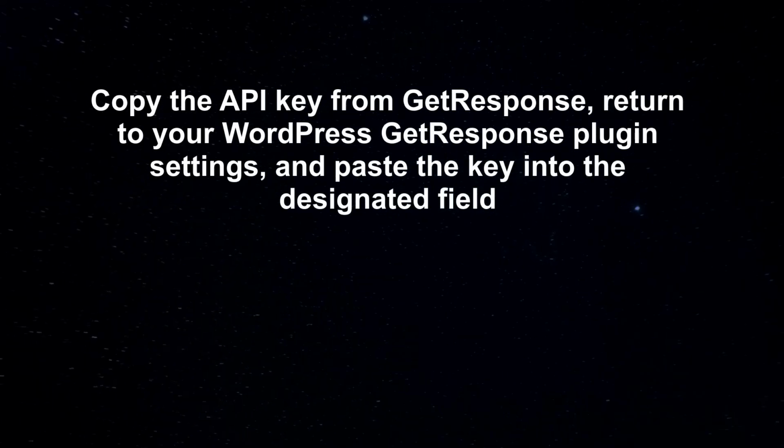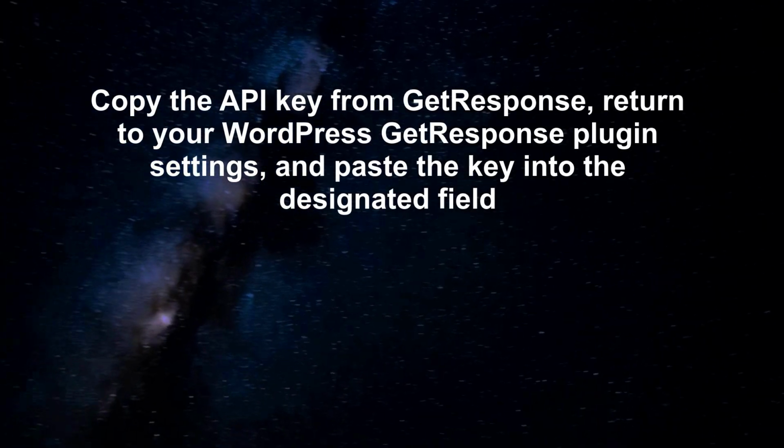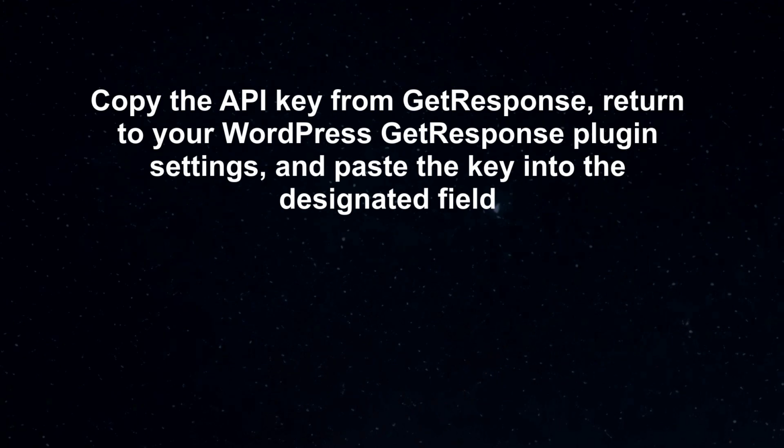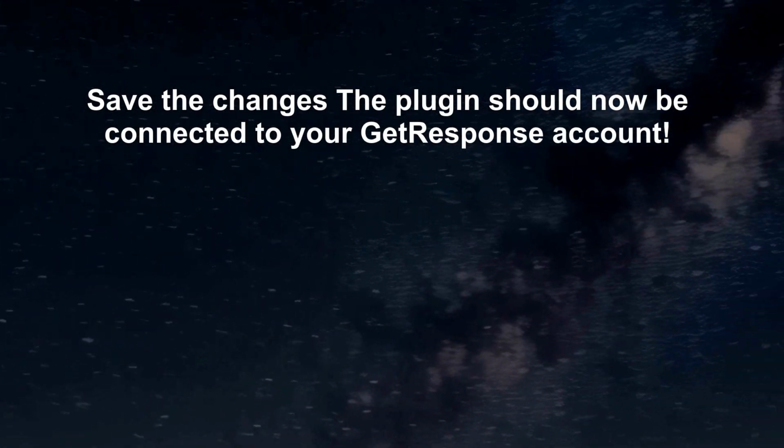Copy the API key from GetResponse, return to your WordPress GetResponse plugin settings, and paste the key into the designated field. Save the changes. The plugin should now be connected to your GetResponse account.